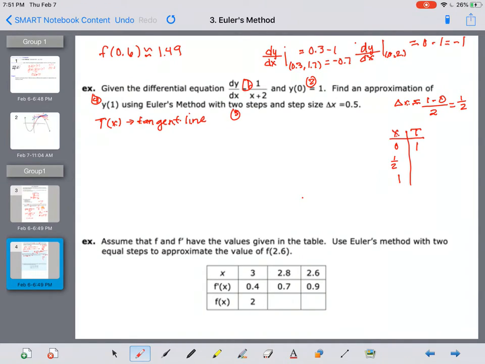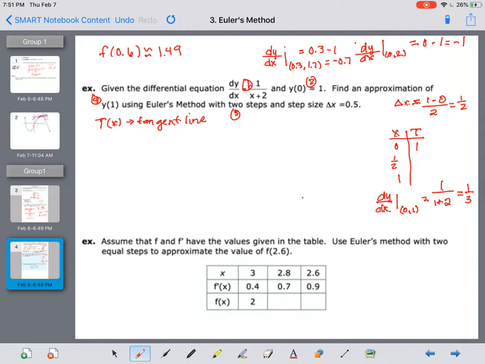Now it's about figuring out what our dy dx is. So that's where I'm going to start. My dy dx evaluated at 0, 1. That's the point that I know right now, and it's going to be equal to 1 over 1 plus 2, which winds up giving me 1/3. There's my slope. So now it's about finding my tangent line.